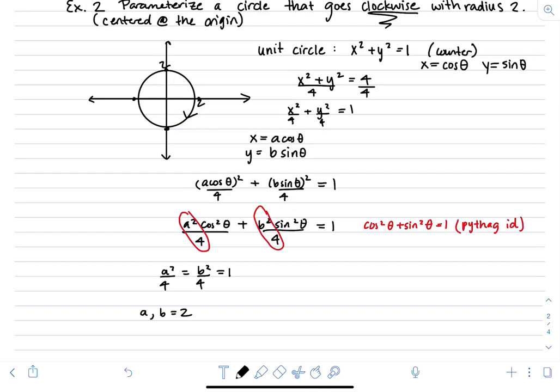When I have a equals 2 and b equals 2, when I plug it in, it'll get canceled by the divided by 4, and then we'll just have cosine squared plus sine squared equal to 1. And my equality checks out. Okay, so keeping that in mind, we're going to have 2 cosine theta and 2 sine theta. Okay, but this would be generating it counterclockwise.